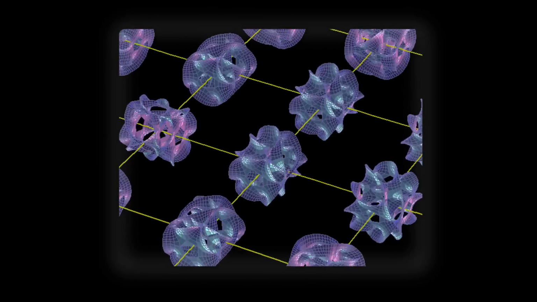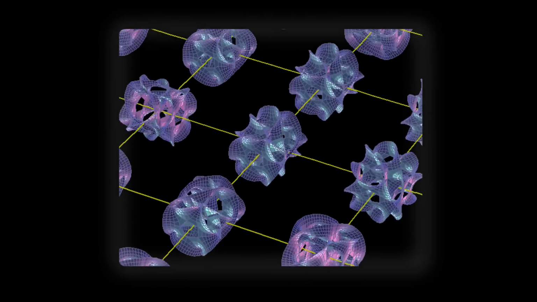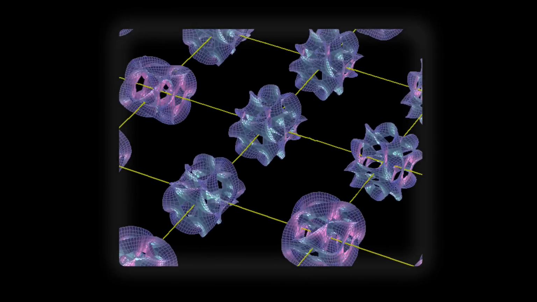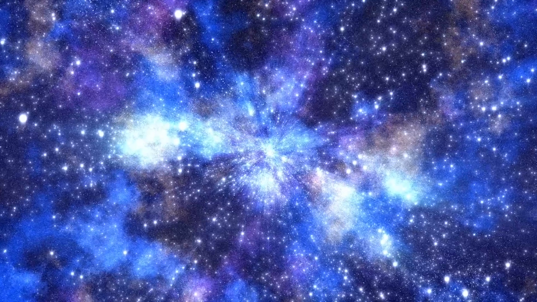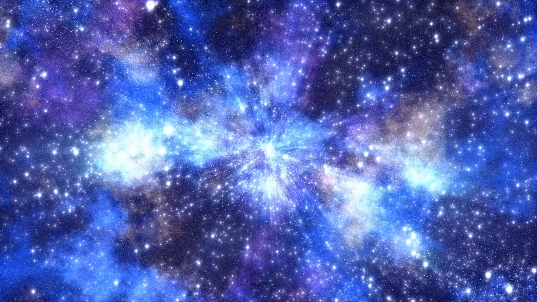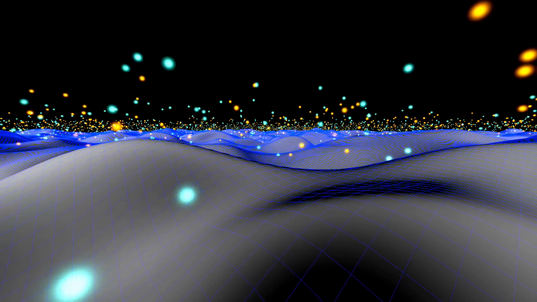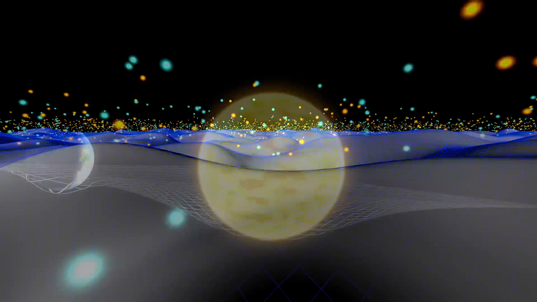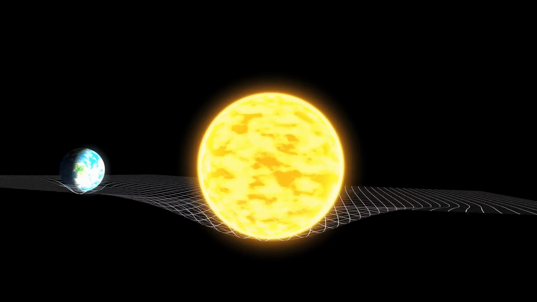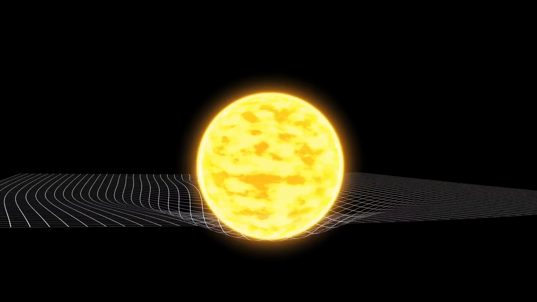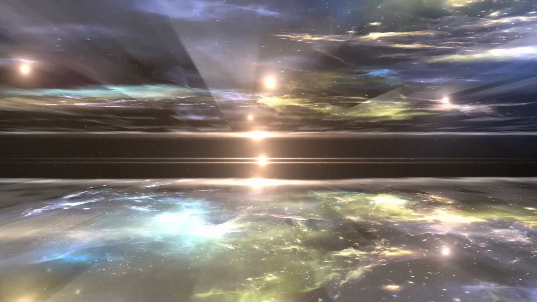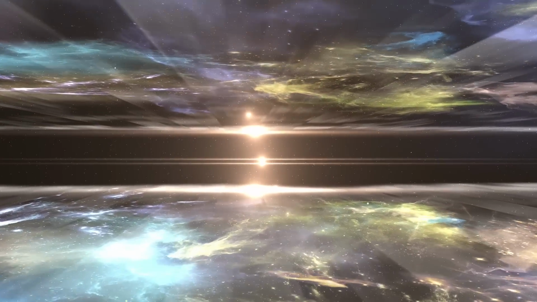Some dimensions, according to the theory, may be compactified, meaning they are so small and folded that they remain unnoticeable on an everyday scale. These hidden dimensions could influence the fundamental properties of particles and explain why physical laws have the values we observe. But how does this relate to a mirror universe, you might ask?